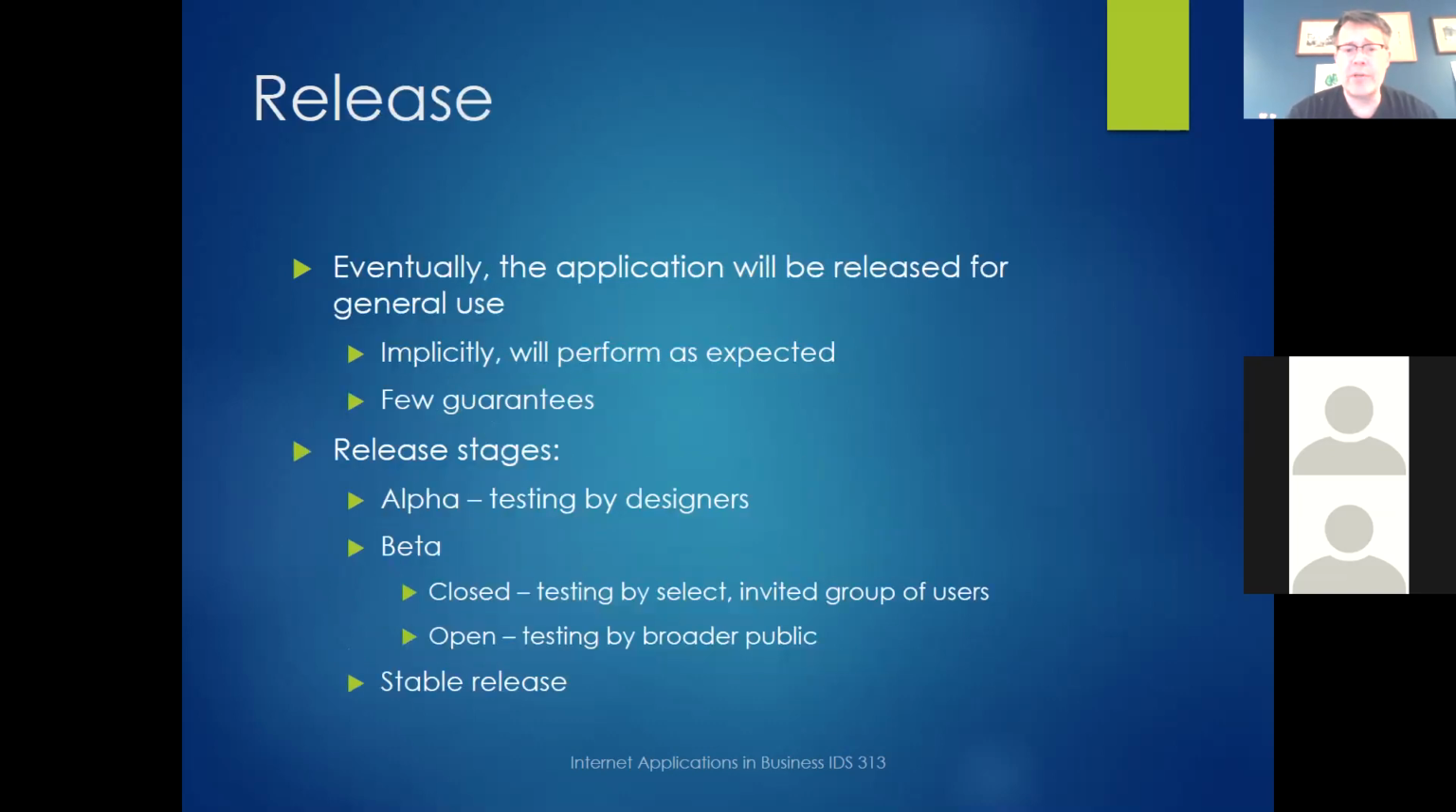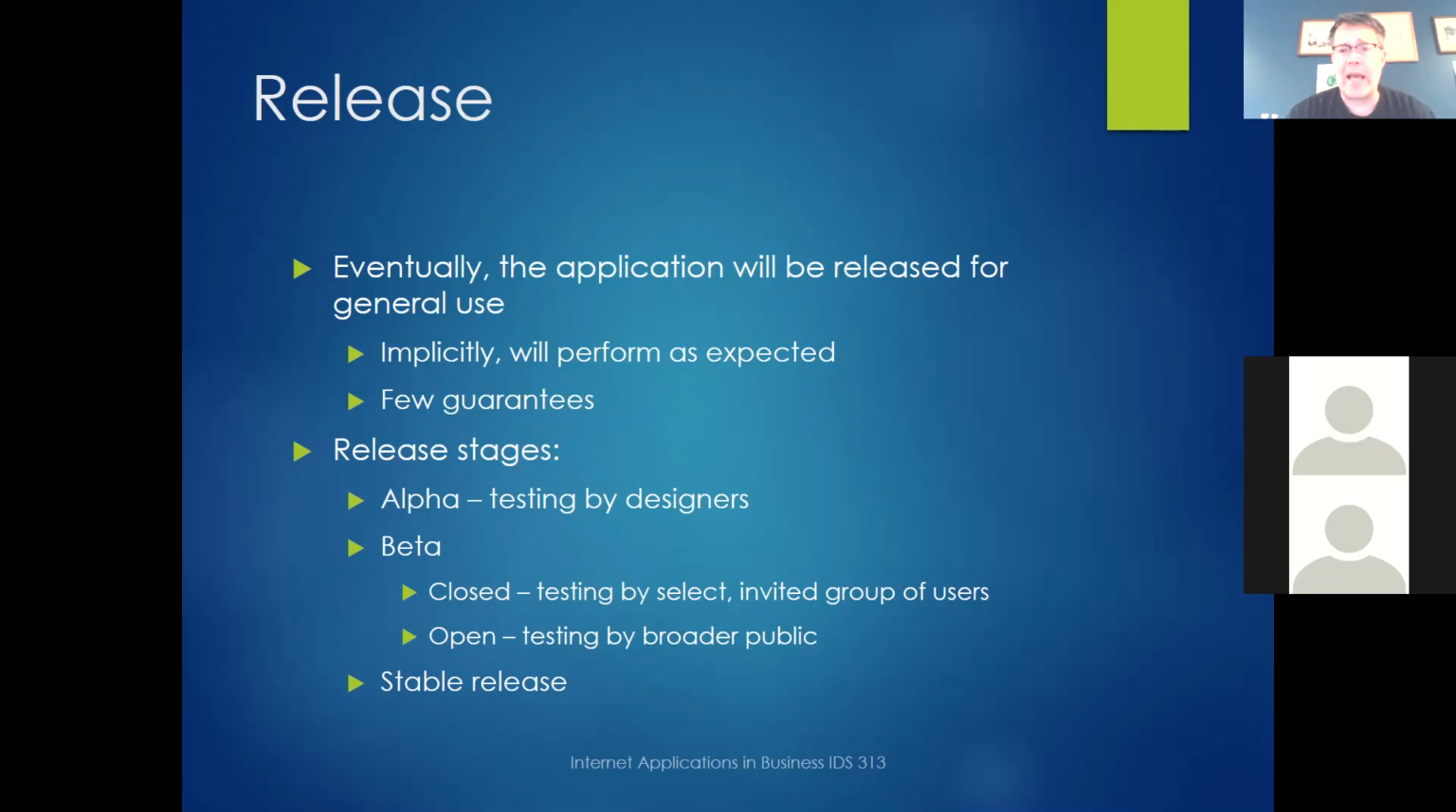The release stage, of course, is where you release it. Where you say, okay, here's the application, try it out, use it, let us know how it is. So the implicit expectation is that it's going to perform as expected, but in general, you don't get a lot of guarantees about that. They say, here's the product we're letting you use or we're selling you. We can't really swear that it's going to be perfect in all cases, okay?